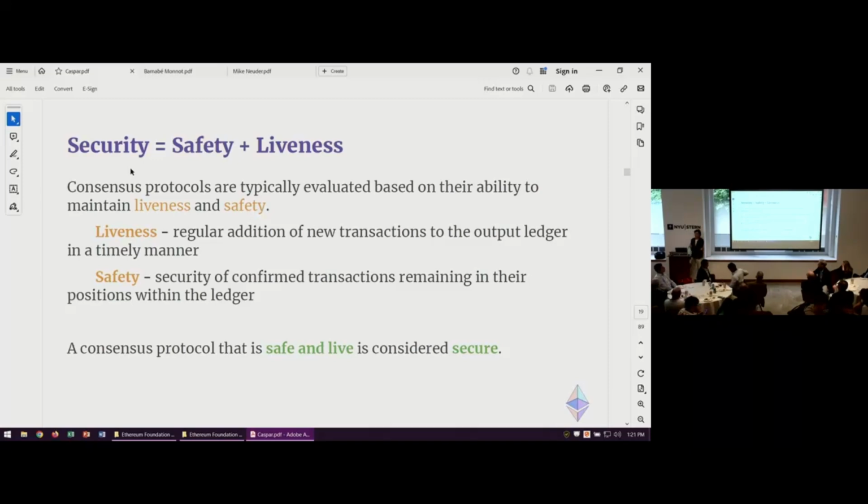And safety means that once a transaction is confirmed, its position within the chain shouldn't change. So you don't want to have blocks moving around once you've considered them confirmed. That seems intuitive enough, I guess. And now, a protocol is considered secure if it fulfills these two properties of liveness and safety.